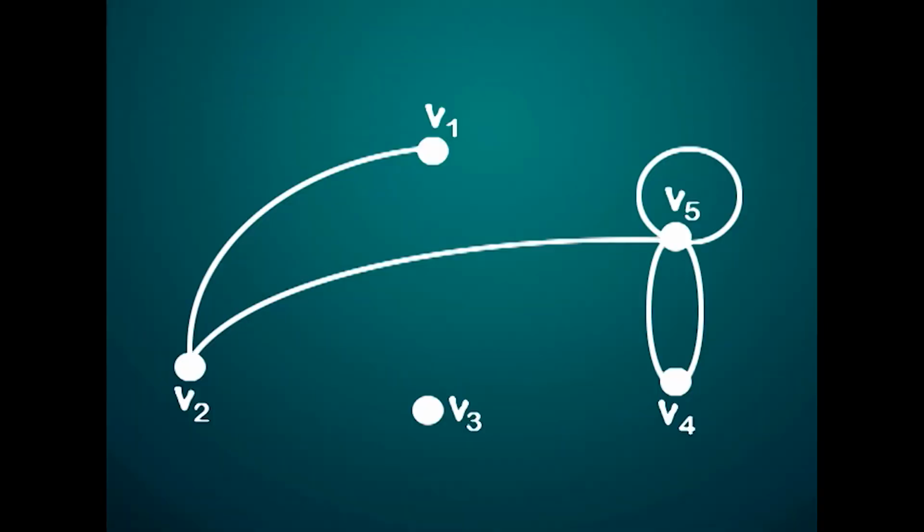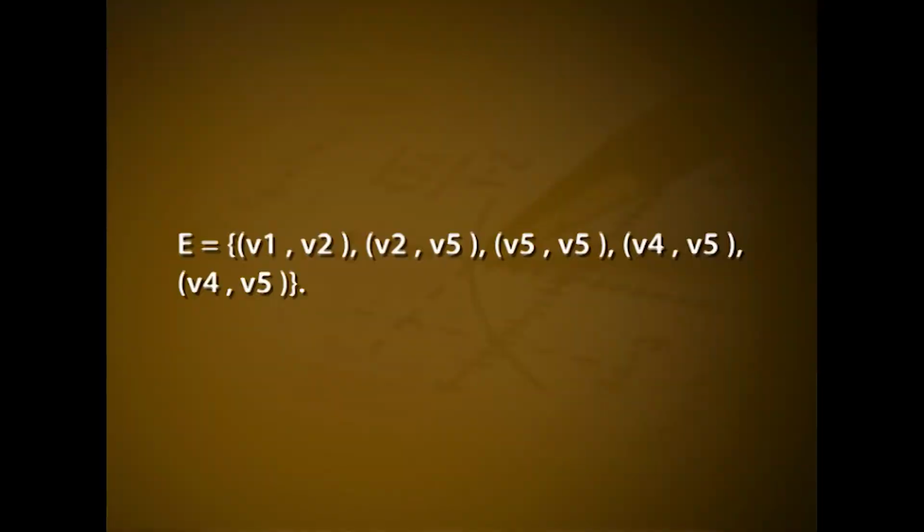In the following undirected graph, the vertex set is V = {V1, V2, V3, V4, V5} and the set of edges is E = {(V1, V2), (V2, V5), (V5, V5), (V4, V5), (V4, V5)}. There is a loop connecting the vertex V5 to itself and there are multiple edges between the vertices V4 and V5.